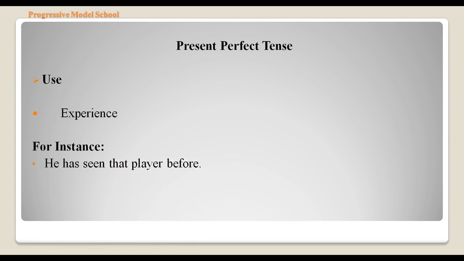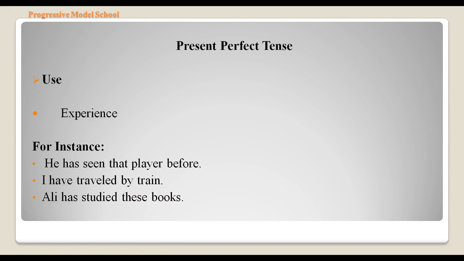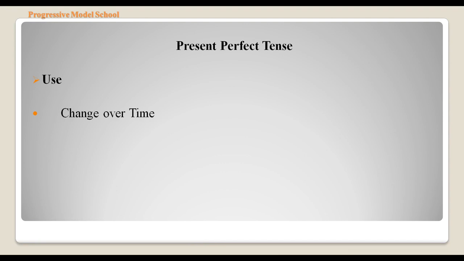He has seen that player before. I have traveled by train. Ali has studied these books. Okay, now move towards the next use. Change over time. We often use the present perfect to talk about change that has happened over a period of time.